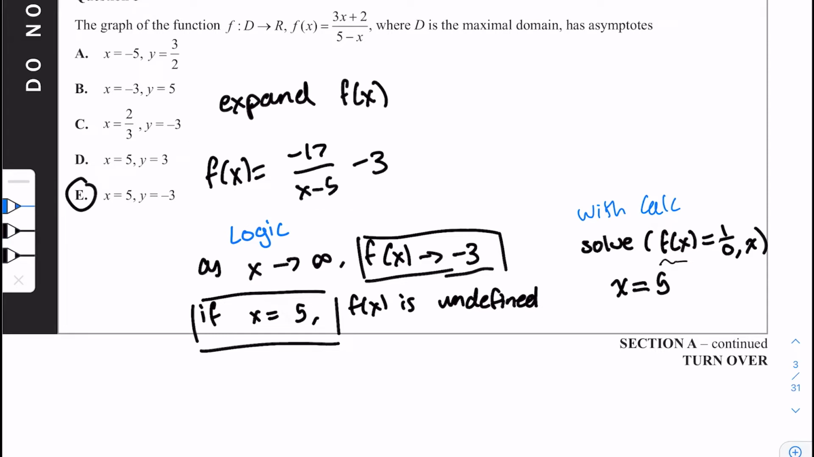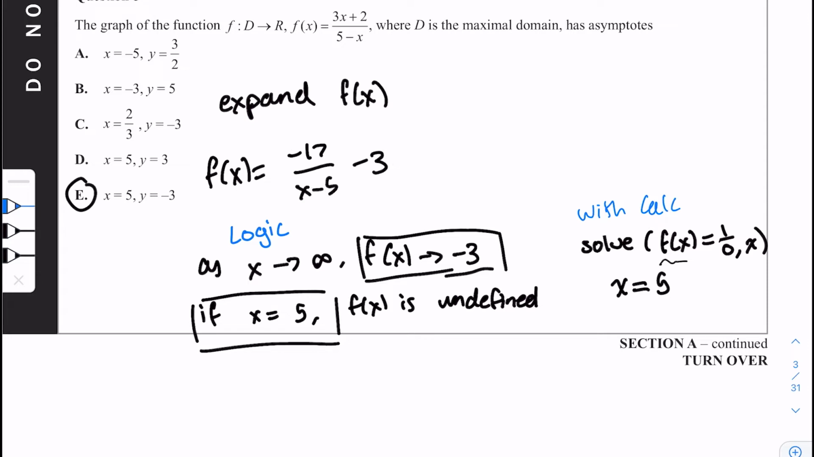And then here's what you do using logic. The way you find the y asymptote is you set x approaching infinity, right? As x approaches infinity, you get this divided by an infinitely large number. Anything divided by an infinitely large number becomes 0. So this is eliminated, and f of x approaches -3 as x approaches infinity. So that's what the y asymptote is, -3. Or you just think about it as that gets cancelled and you get -3.